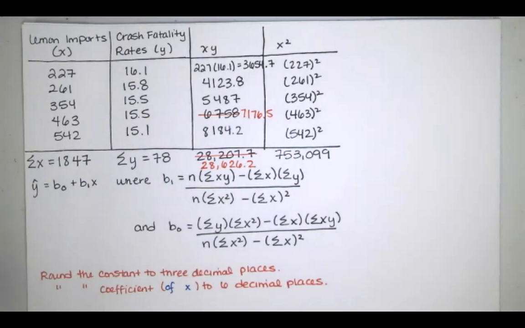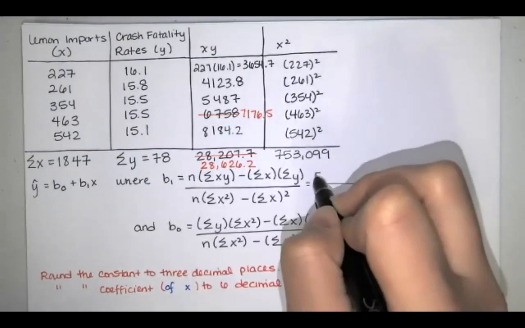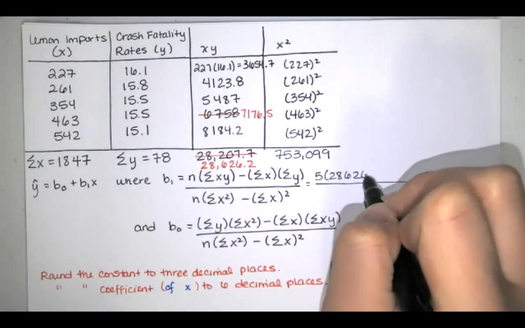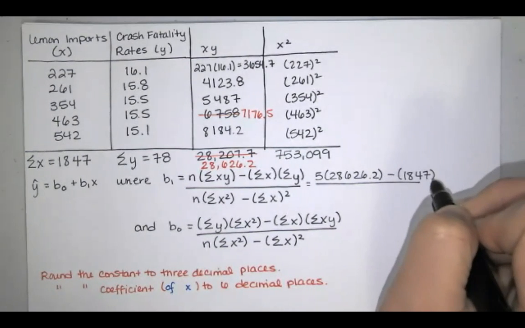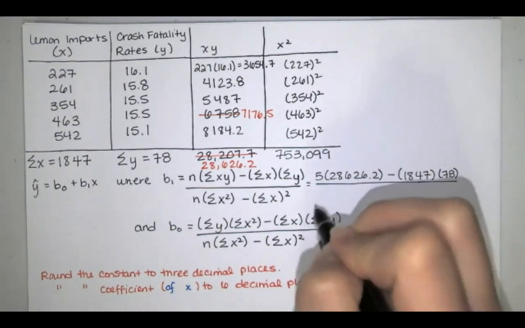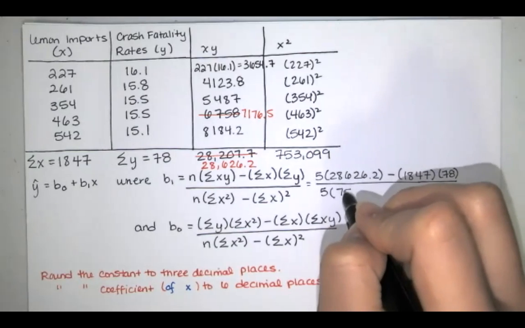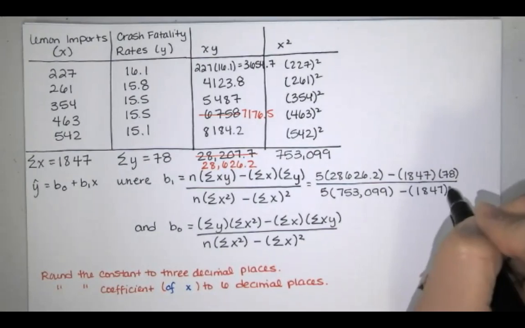Now that we have these four values, we can use them in our formulas for b sub 1 and b sub 0. So for b sub 1, I have 5 times the sum of the x's times y's. So that's 28,626.2. Then I want to subtract the sum of the x's, which is 1847, times the sum of the y's, which is 78. And then I want to divide all of that by 5 times the sum of the x's squared, which is 753,099, minus the sum of the x's, which is 1847, squared.